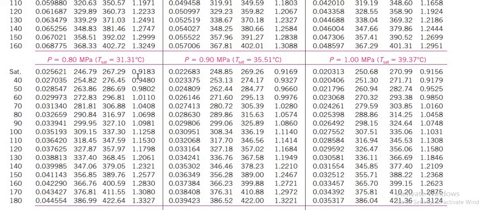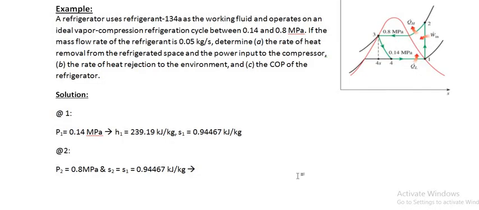So by interpolation we'll get H2 equal to 275.4 kilojoule per kg. Okay, I beg your pardon here, I guess the unit for entropy is kilojoule per kg Kelvin. So we can write it here. Sorry for the inconvenience. There you go. So now we have H1 and H2 values.